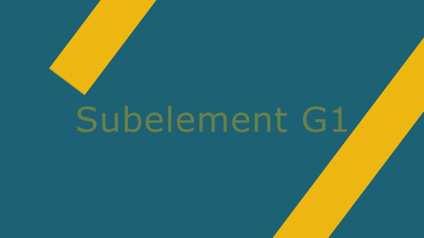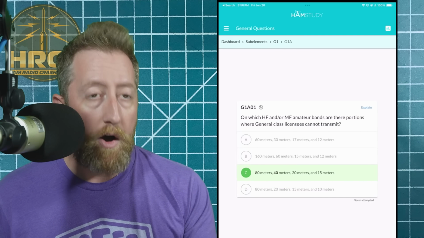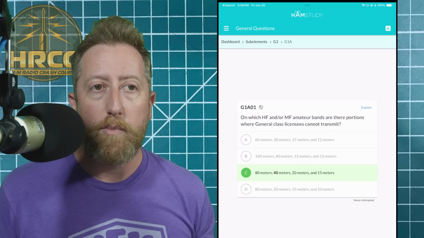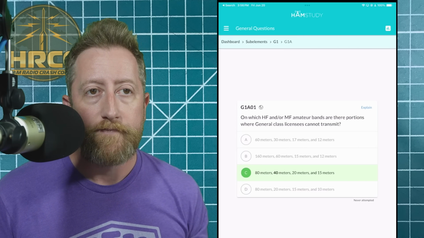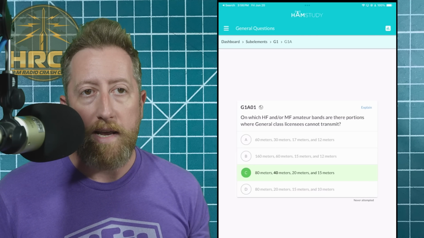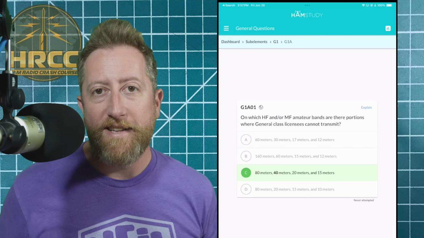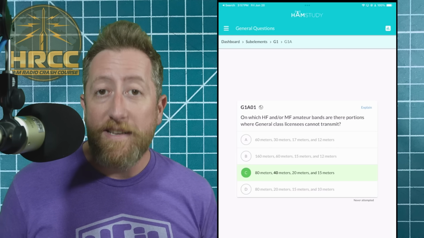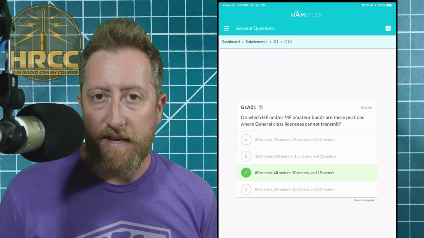All right, this is broken down into 5 sections, a number of questions there, on which HF and or MF amateur radio bands are there portions where general class licenses cannot transmit. And the answer is C, 80, 40, 20, and 15 meters. Starting us off hot with a question that pertains to getting your extra class upgrade. Generals are limited in the frequency allocations that they have on 80, 40, 20, and 15 meters.